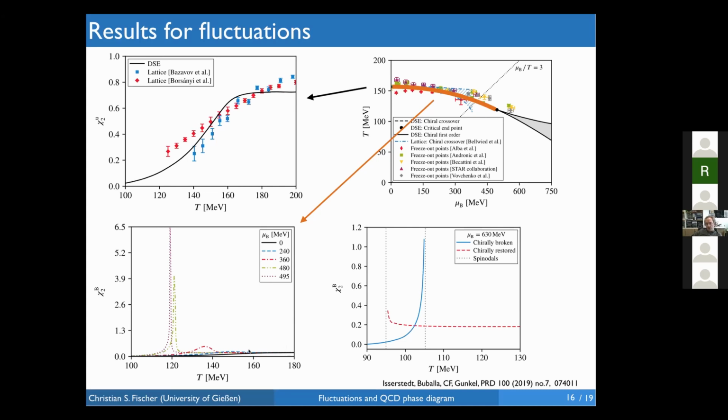And we can also observe the same quantity along the first order transition line, where you get two results for the second order derivative, one for the chirally broken case, one for the chirally restored case in between the two spinodal lines, which are shown here in this plot. And then at some point, pressure decides which one of these lines is taken, and you get a first order transition from one to the other.